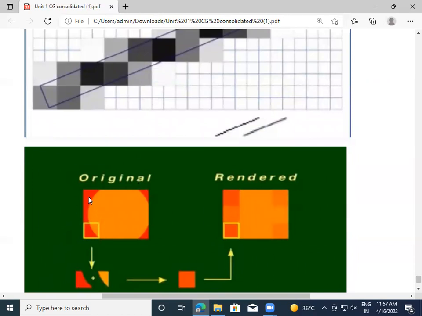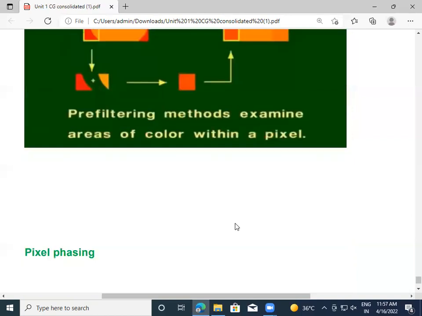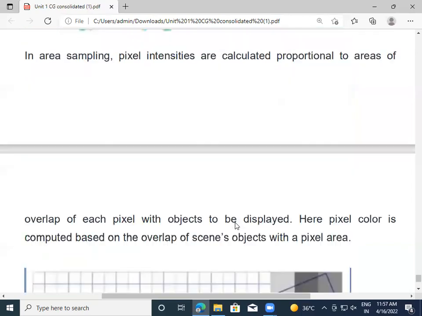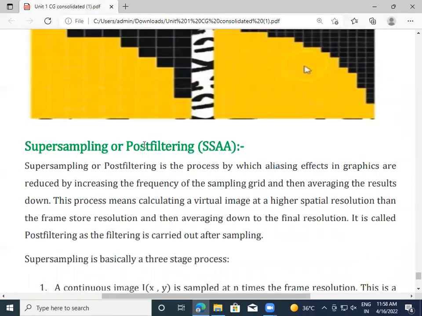clear image. This is the original rendered image. This image will be considered like this because this boundary also has the same pixel size. So these will be combined together with the same color, or some equivalent of the color, and it will look like a straight line. Here in this case it is directly shown. So this is the first method. Then the next one is super sampling, or we can say the post filtering method.